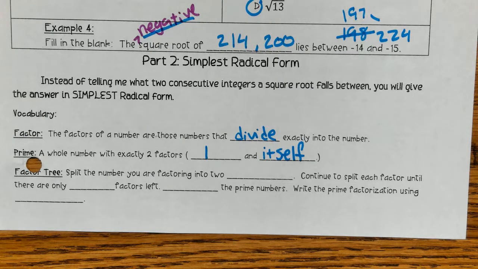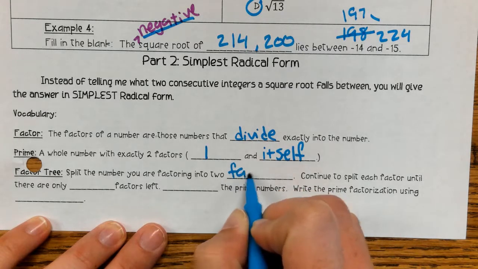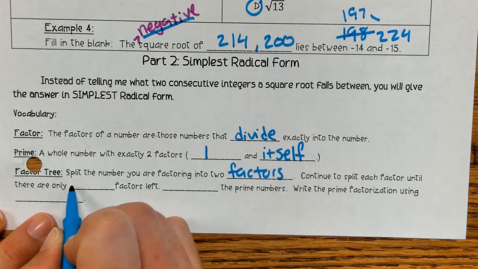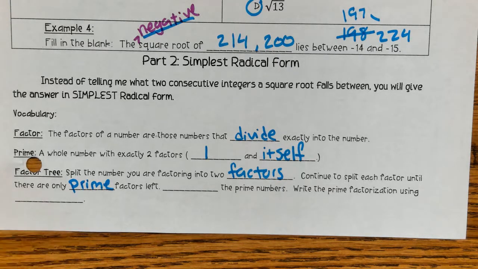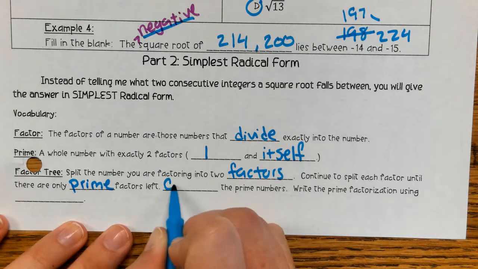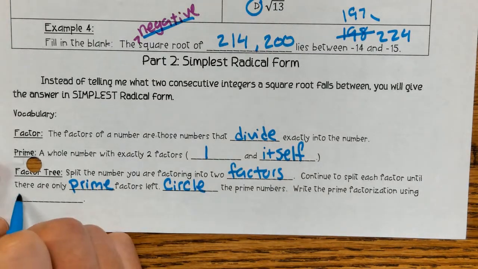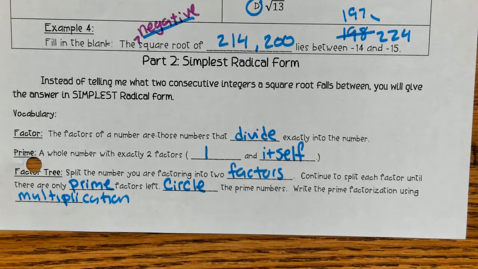And when I ask you to make a factor tree, we are splitting the number that you're factoring into two factors, and then we will continue to split numbers up until there are only prime factors left. As soon as we find the prime factorization, or all the prime numbers that multiply to get to that bigger number, we will circle the prime numbers and write prime factorization using multiplication. Because we're just rewriting the number in a different form. And to get to that number, we're multiplying.